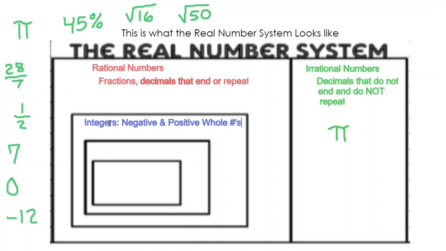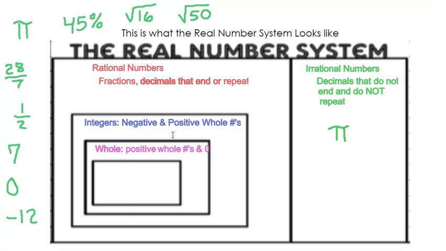Inside of integers, we can break this down even more. Inside of integers, we have whole numbers. Whole numbers are your positive whole numbers and 0. So positive whole numbers like 56, 1,327,226, and 4 are all whole numbers. They're positive whole numbers, and 0. 0 is a whole number.